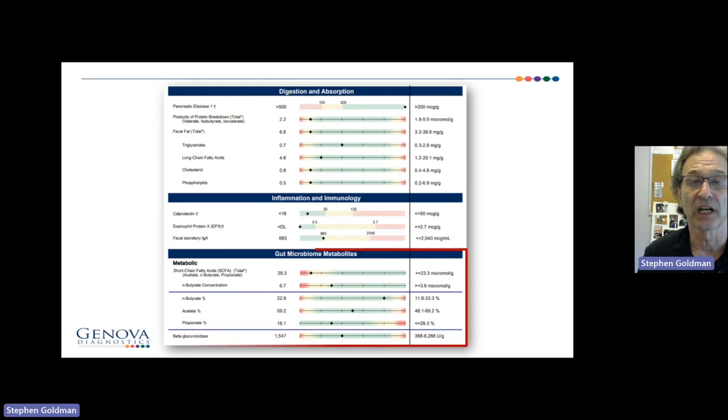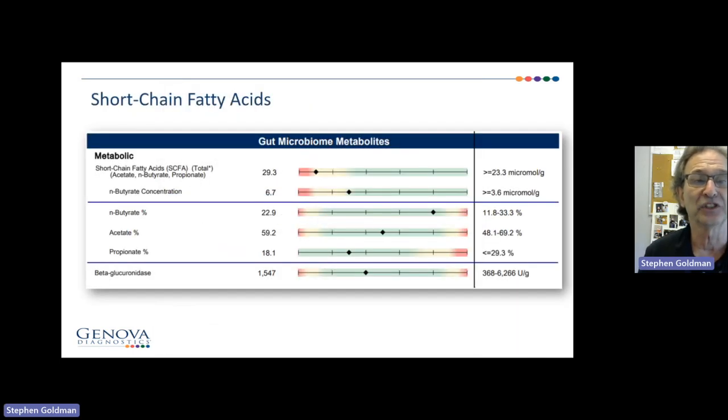And then finally, the gut microbiome metabolites. So for these, we have these short chain fatty acids, which are acetate, N-butyrate, and propionate. And these are really important. These are made when anaerobes break down fiber, resistant starches. And colonocytes depend on short chain fatty acids. They use them, for example, as energy fuel, preferentially over glucose.